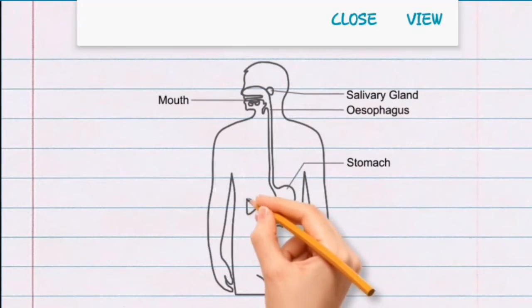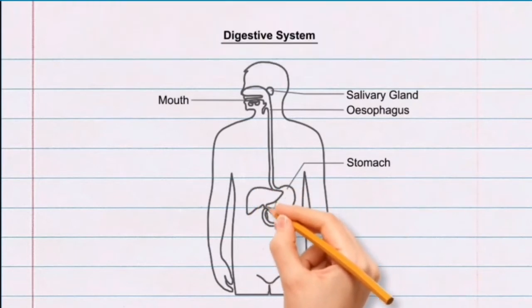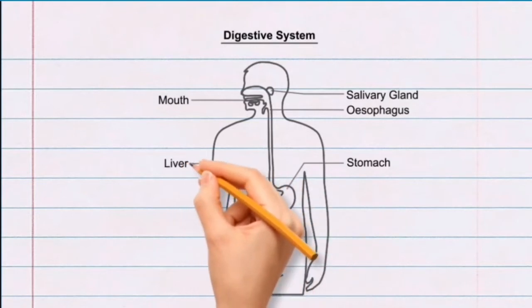Next, draw a triangular-shaped structure adjacent to the stomach such that it overlaps the top portion of the stomach at one end and erase the stomach area overlapping the liver. Label this as the liver. The liver lies to the right side of the body.